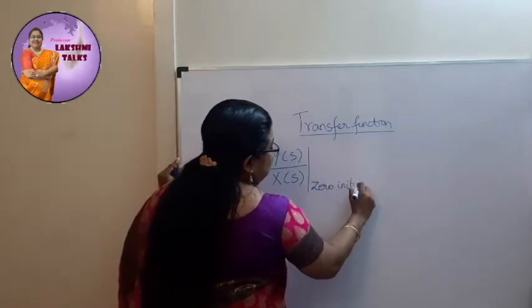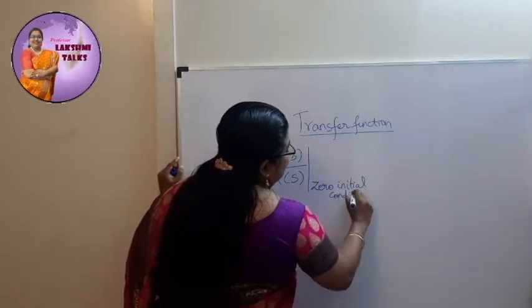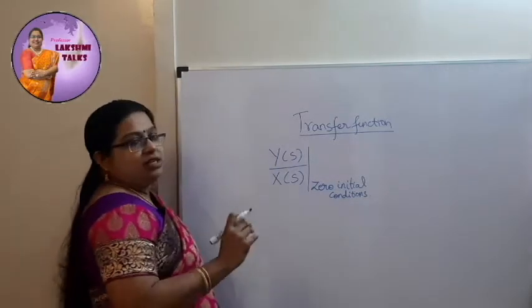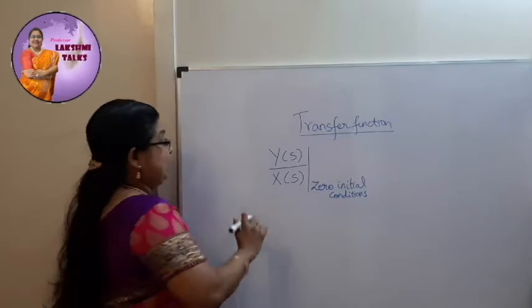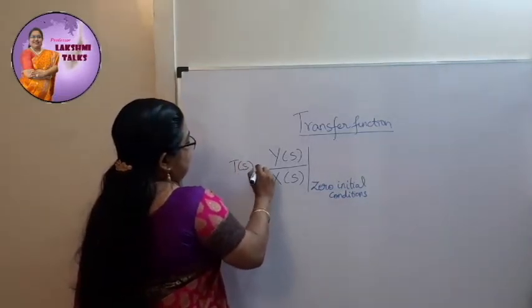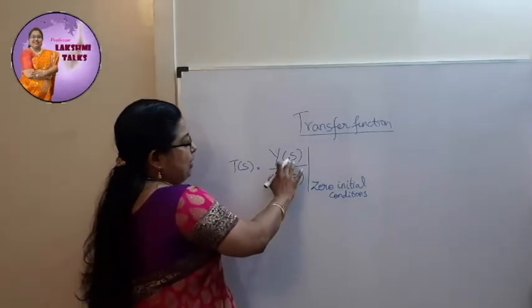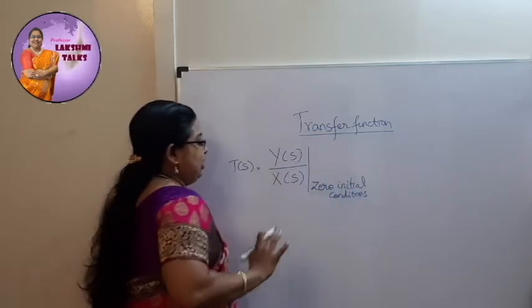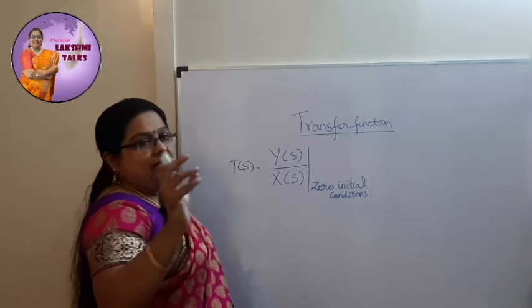See, this is a must. Mostly we find students not writing this, zero initial conditions, but it has to be written. For example, let T of S be a transfer function. So a transfer function is nothing but the ratio of the Laplace transform of output to the Laplace transform of input at zero initial conditions. Okay, we know the mass spring damper system, right?